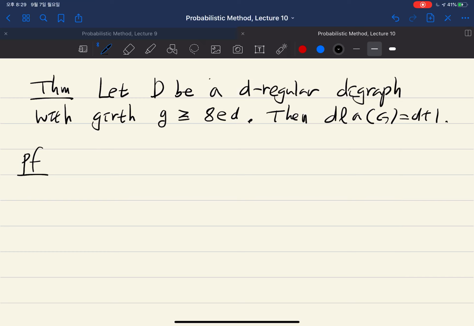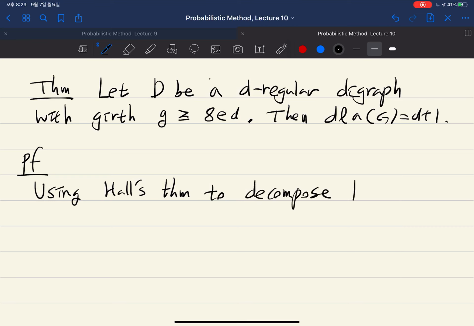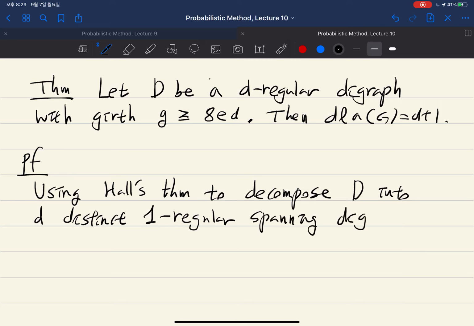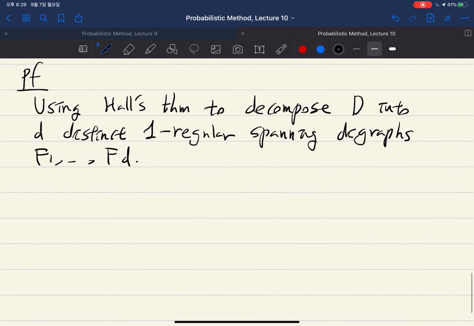And first, we have a D-regular digraph. Then we can use Hall's theorem to decompose D into D distinct one-regular spanning digraphs F1 to FD. So this is a typical trick.